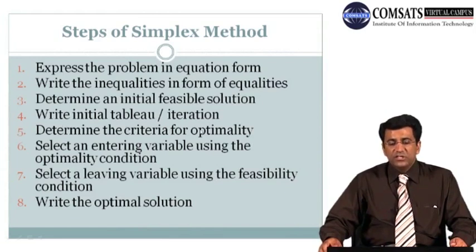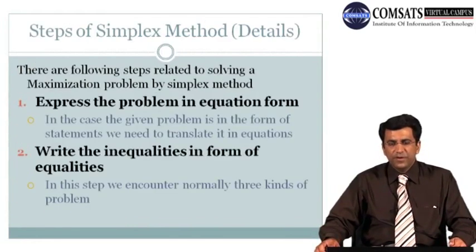Then we'll have to write the initial tableau or iteration. Then we'll have to determine the criteria for optimality. Then selecting an entering variable using the optimality condition. Again we'll have to select a leaving variable using the feasibility condition. Again we will write the solution, and these steps will be repeated again and again until we get some optimal solution. Let's discuss these steps one by one.